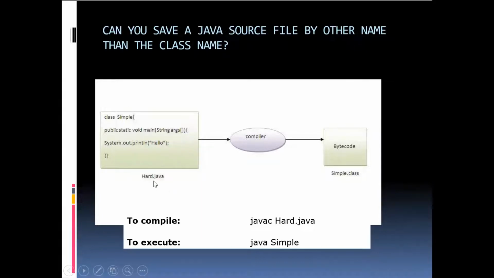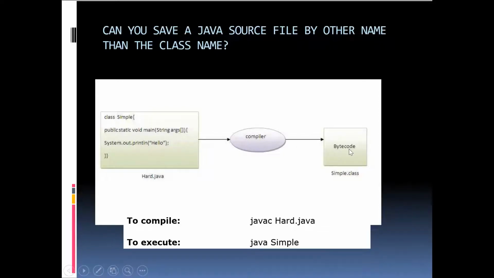Here hard.java is present instead of simple.java. So can you save it this way? This is the question. Yes, you can save it. Why? Let me tell you. If you look at the program clearly, it has the class name simple. When the compiler compiles the hard.java source file, it gives bytecode, that is, a class is generated with the class name simple, and it has the bytecodes.